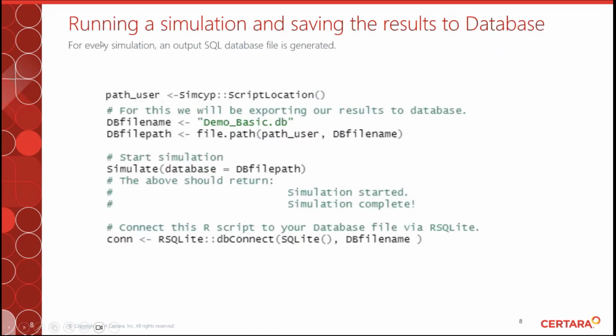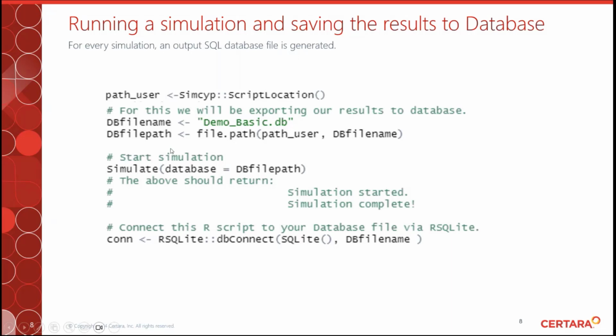Moving on, how can you run a Simcyp simulation and save the results to a database file? The first thing that you need to do is make sure that you're working in the right working directory. To do this, you can use the function called script location. What this would do is find the script location for you, and then you can set the working directory to this script location.